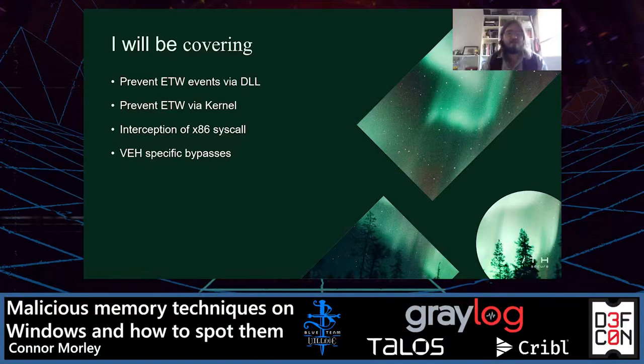just evasion techniques. Where the hooking has been implemented or the memory manipulation has been implemented, other activities can occur with some development choices and some alterations. But today I'm just going to be focusing on evading detection using these malicious techniques. To that end, I'll be looking at ETW event prevention using DLLs or libraries, library manipulation, prevention of ETW telemetry via kernel memory manipulation, interception of x86 or WoW64 syscalls in order to evade detection, and finally, vectored exception handler or VEH specific bypasses that can be used in order to circumvent some security vendor techniques.